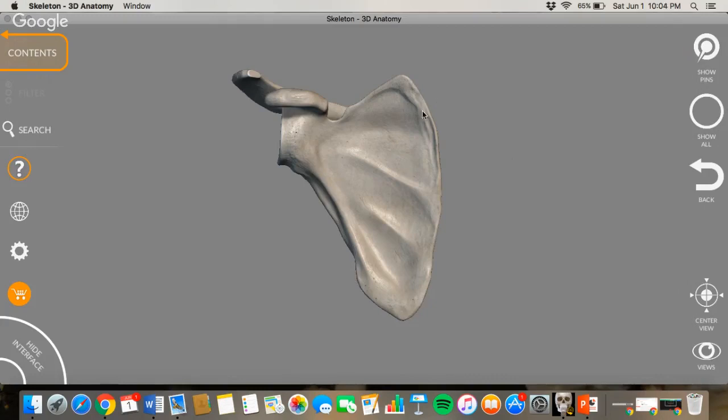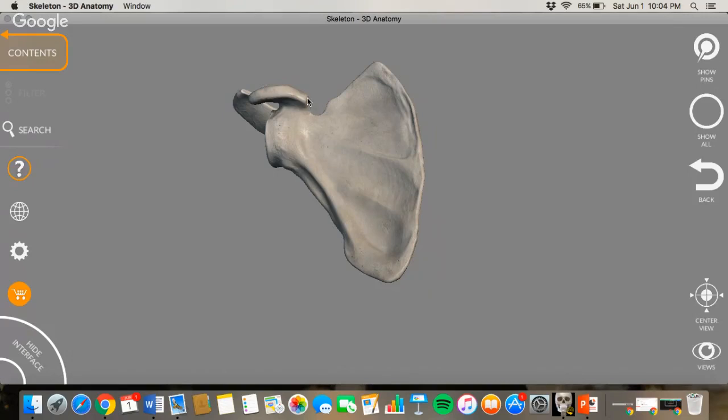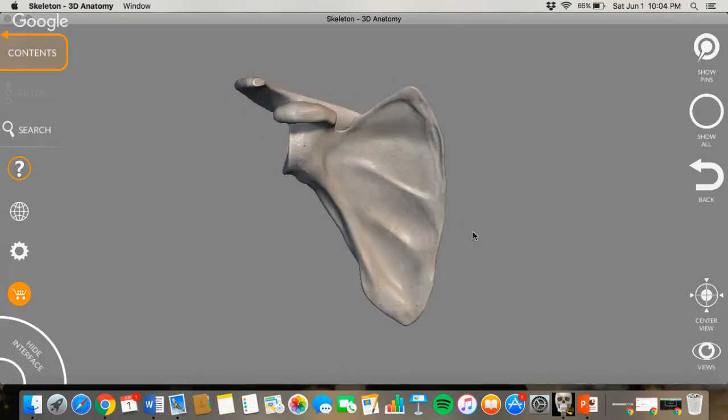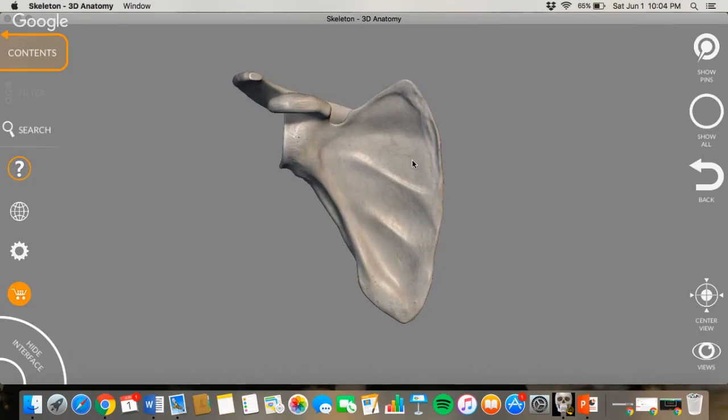This is the vertebral or the medial border because it's closer to the vertebrae. It's more medial in the body. This here is the superior border. And this is the superior angle. Down here we have the inferior angle. And if we turn the bone a little bit this way, we can see the scapular notch. And then if we go back, this area here is the subscapular fossa.